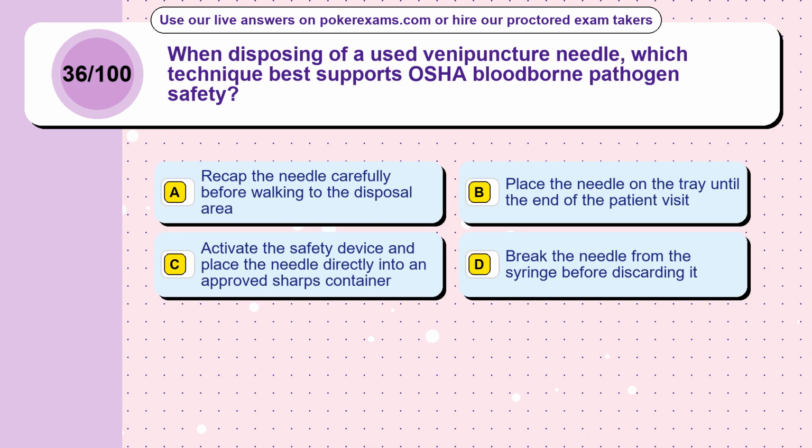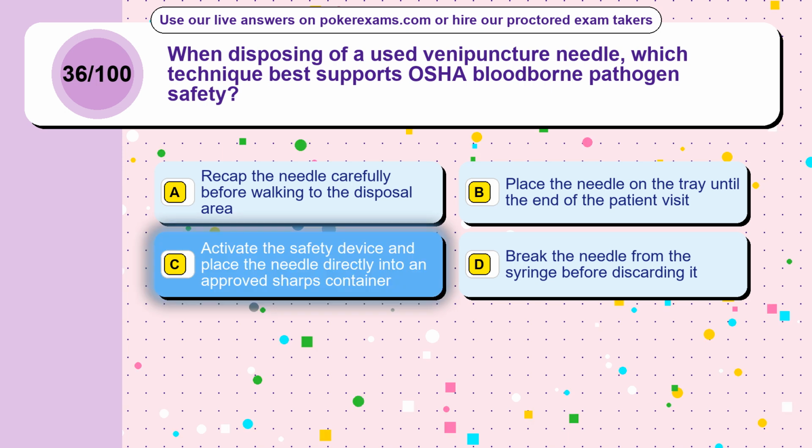Question 36. When disposing of a used venipuncture needle, which technique best supports OSHA bloodborne pathogen safety? Option A, recap the needle carefully before walking to the disposal area. Option B, place the needle on the tray until the end of the patient visit. Option C, activate the safety device and place the needle directly into an approved sharps container. Option D, break the needle from the syringe before discarding it.